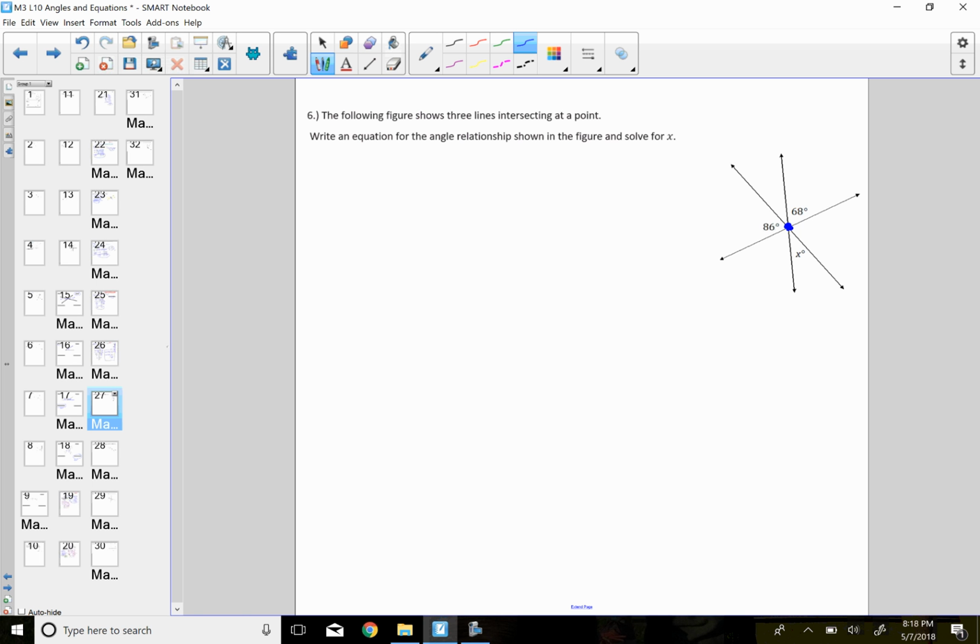What I do see right off the bat is this X is vertical from this space right here, meaning he's looking at himself in the mirror, so he's also X. So even though they didn't identify that, I know that is X. And once I did that, now I can see that 86, X, and 68 form a straight line, which we call supplementary. Supplementary angles are angles that form a straight line and add up to 180 degrees. So if they are supplementary, my equation would be 86 and X and 68 add up to 180 degrees.